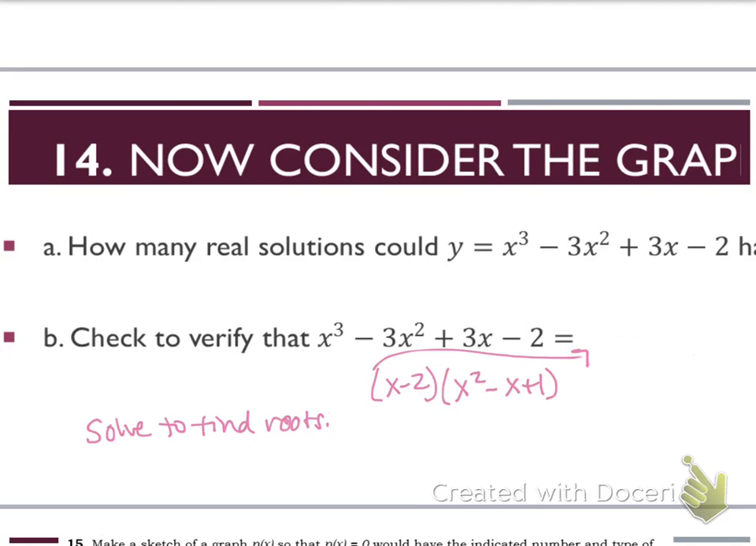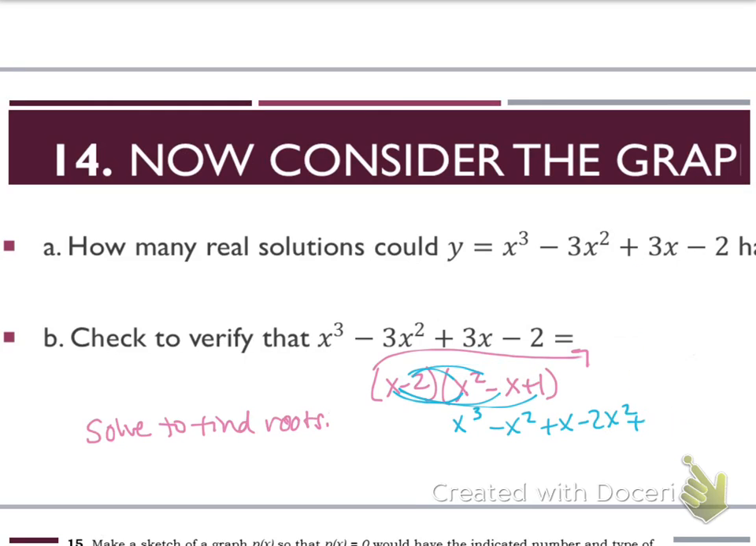So considering the graph, how many real solutions does y equals x cubed minus 3x squared plus 3x minus 2 have? So first off, if I was writing that out, this is what it would be factored, so we're going to double check to make sure I factored it correctly. So if I just distribute, I get x cubed minus x squared plus x minus 2x squared plus 2x minus 2. And if I combine my like terms, that is what the original graph is.